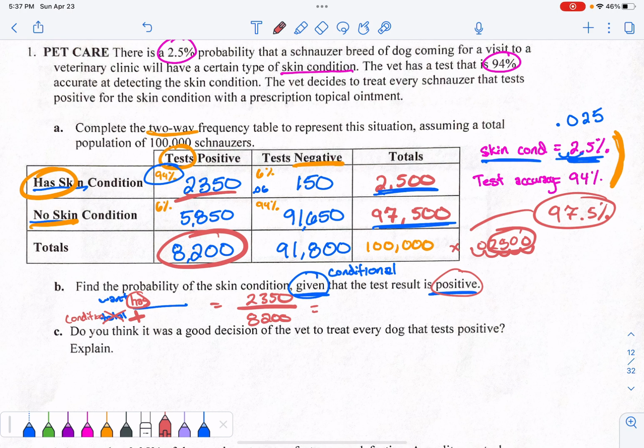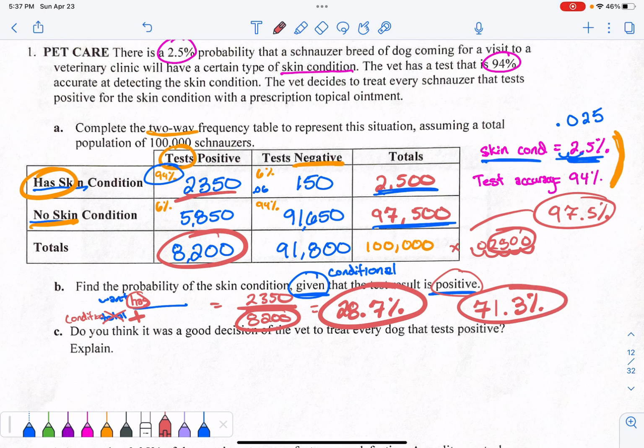Now, here's the deal. 8,200 are testing positive, but out of the ones who test positive, if I divide those, this comes out to 28.7%. Out of all of the dogs who are testing positive, only almost 29% of them have the skin condition. That means that about 71% of the dogs who test positive don't actually have it, that would be 71.3%. 71.3% don't have it when they test positive, which I'm going to say equals false positives.